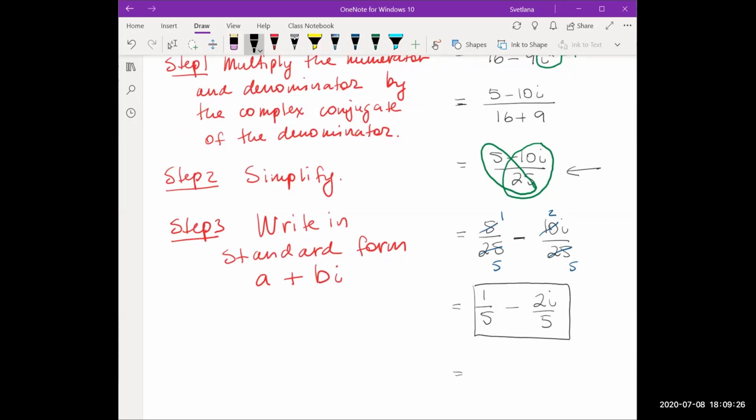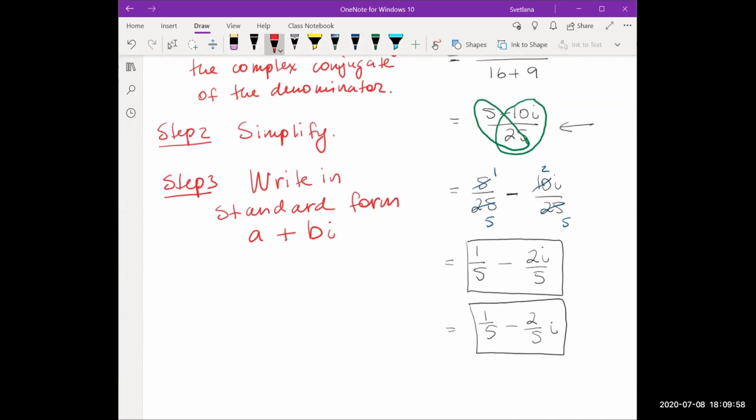Or I can also, and it's totally optional, put that i right next to the number, not in the numerator, but right next to the fraction. So it's 1 over 5 minus 2 over 5i. And that is exactly the same thing. So Alex should accept both of them. Maybe for the second one, it's a little more obvious what is a and what is b, right? But overall, this answer has the form a plus bi. a is 1 over 5 and b is negative 2 over 5.